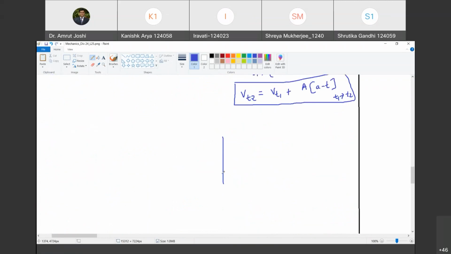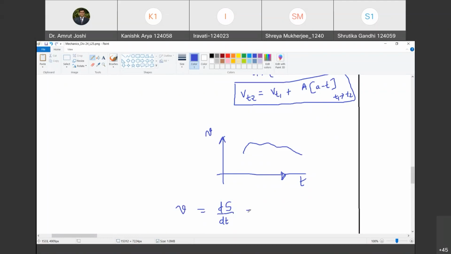If I know velocity versus time diagram, then how do I get position versus time diagram? So how do I obtain position? What is the relationship? ds by dt must be equal to velocity. Do you agree with me?